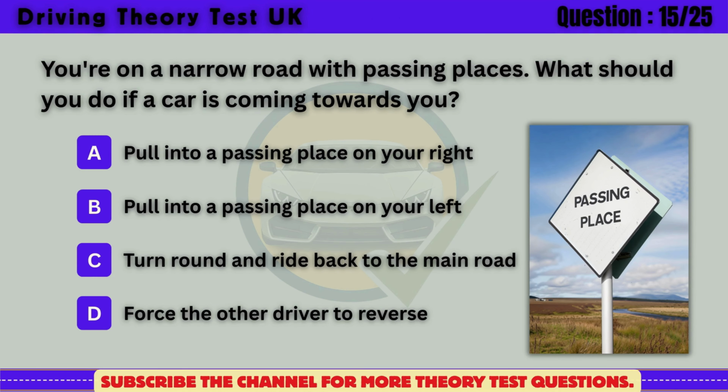Question 15. You're on a narrow road with passing places. What should you do if a car is coming towards you? A. Pull into a passing place on your right. B. Pull into a passing place on your left. C. Turn round and ride back to the main road. D. Force the other driver to reverse.